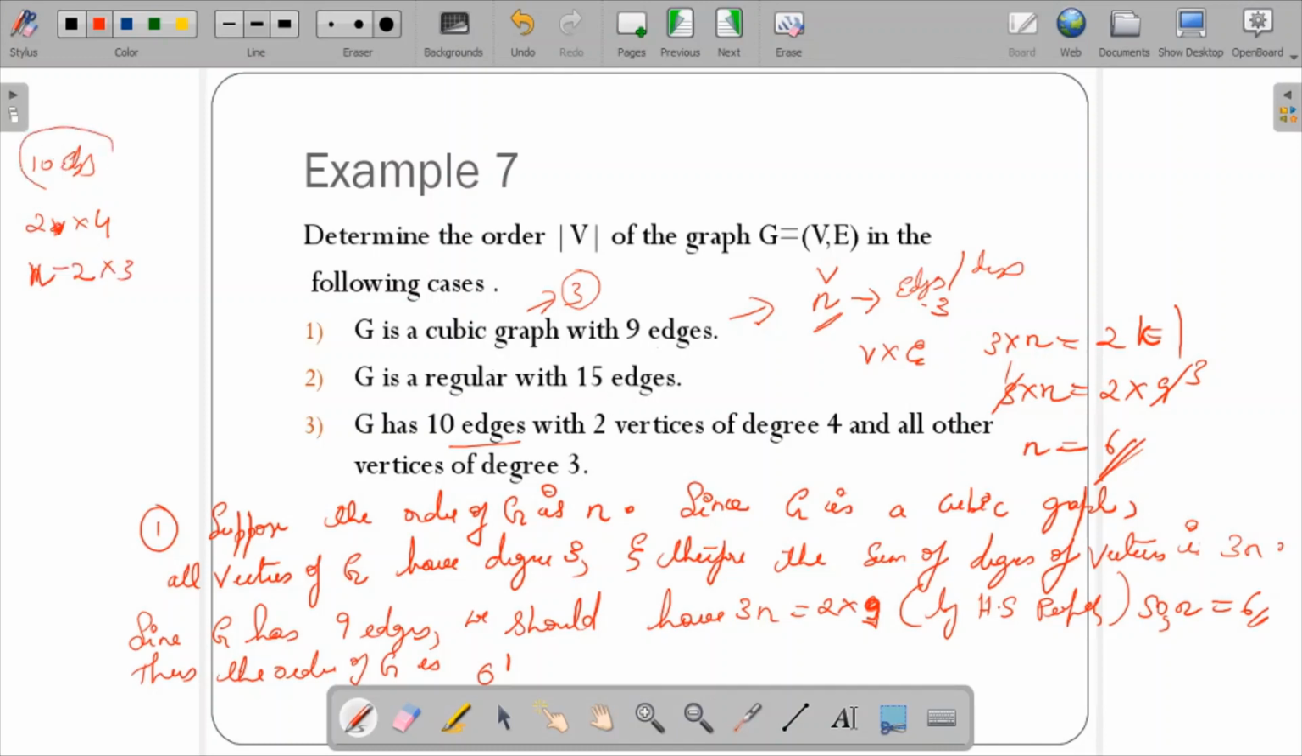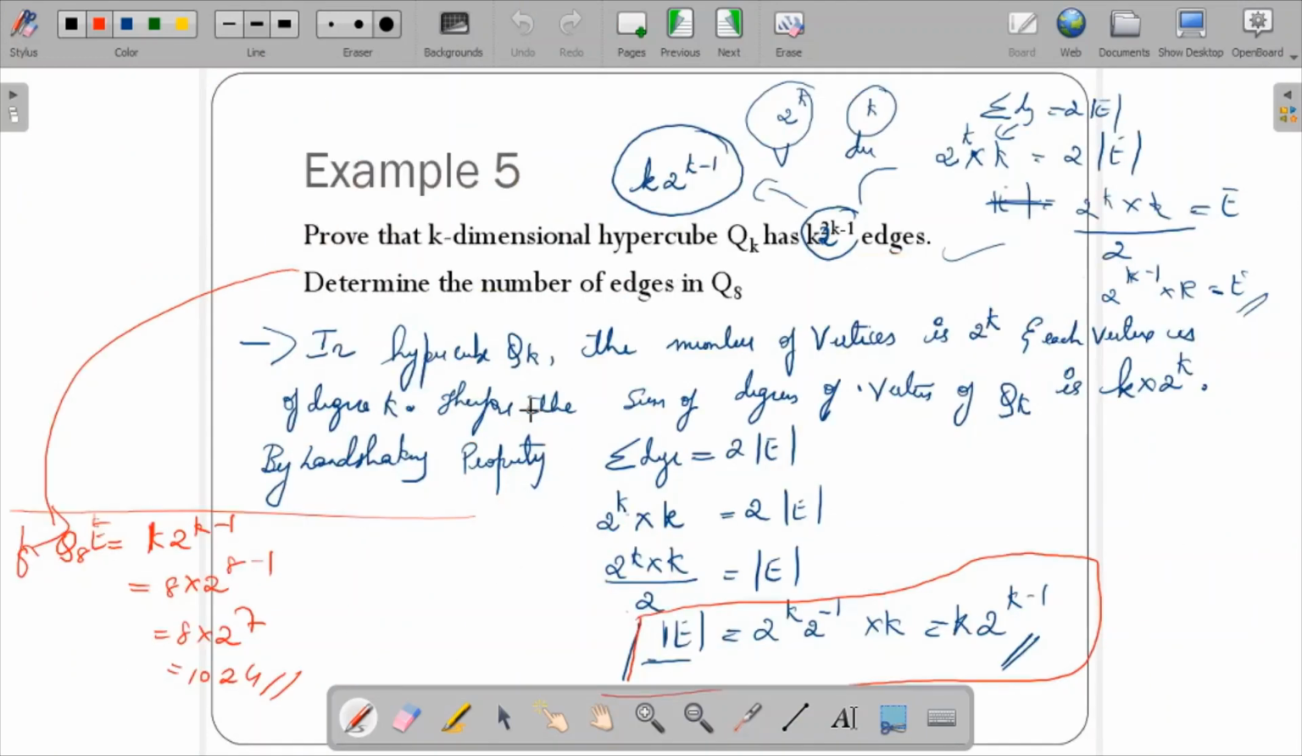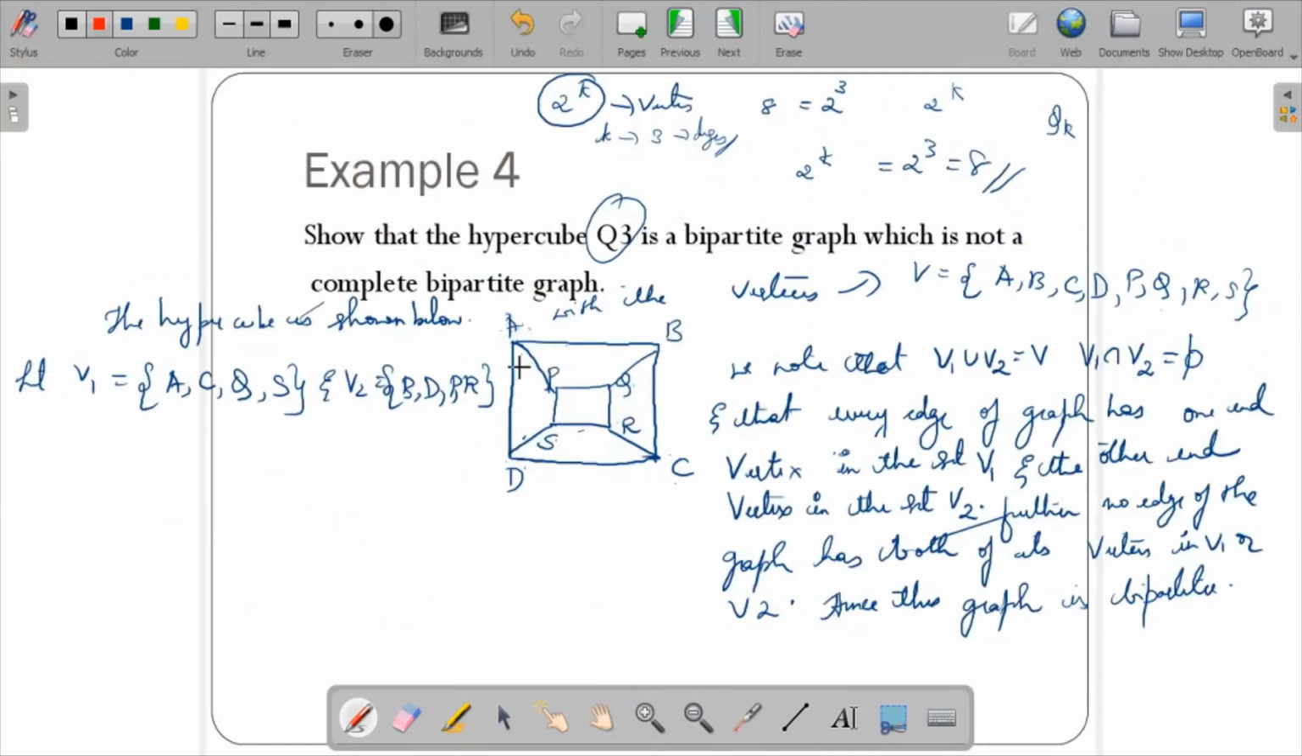G totally has 10 edges. In that, 2 vertices have degree 4 and all other vertices have degree 3. Don't get confused: the number of edges in the graph can be 10, but the sum of degrees can be more than the number of edges. For example, if you see this graph, 4 outer and again 4, totally 4 plus 4 plus 4, that is 12 edges you will get.